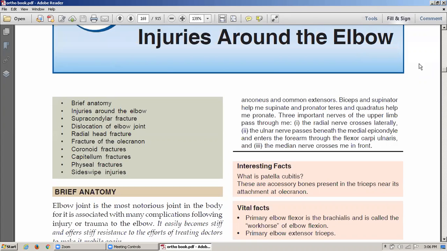Good afternoon, students. In yesterday's lecture, we discussed the brief anatomy and the injuries around the elbow.